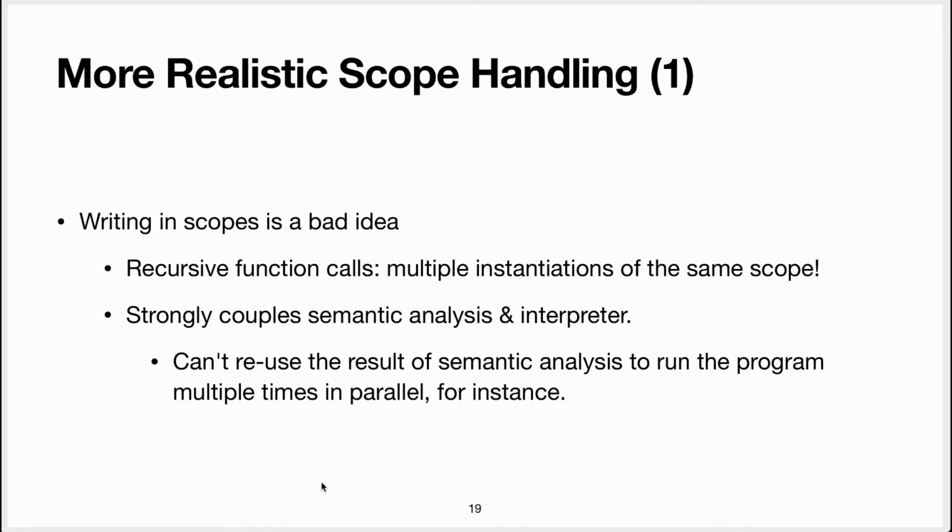Another, more philosophical reason why you don't want to do that is that if you reuse this object from semantic analysis in the interpreter, you are strongly coupling semantic analysis and interpretation. And that means that you can't, for instance, reuse the results of semantic analysis to run the program multiple times. So you need to redo the compilation each time, which is not optimal. And there's no reason to couple your design like that.